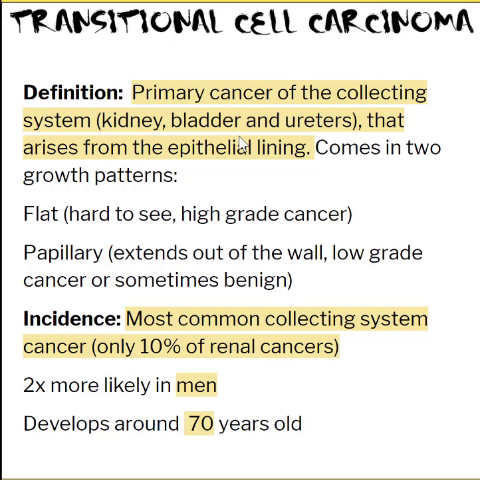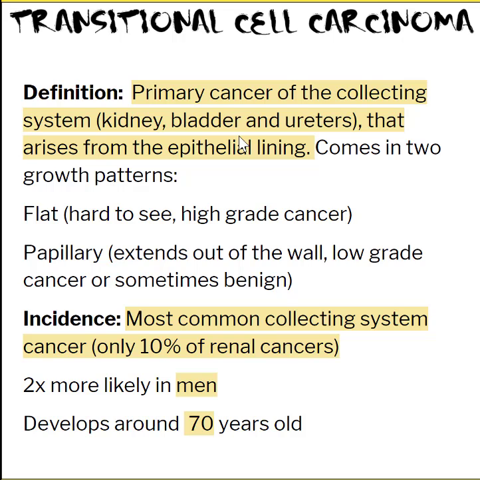We see transitional carcinoma as flat growth, so it is barely raised above the epithelial lining. Those actually make them really hard to see, and they tend to be more aggressive cancers. The type that we can usually see by ultrasound then is the papillary version, and the papillary version extends out from the wall and thankfully is sometimes benign or a very slow, low-grade cancer. Transitional cell carcinoma is the most common collecting system cancer, but only accounts for 10% of renal cancers.